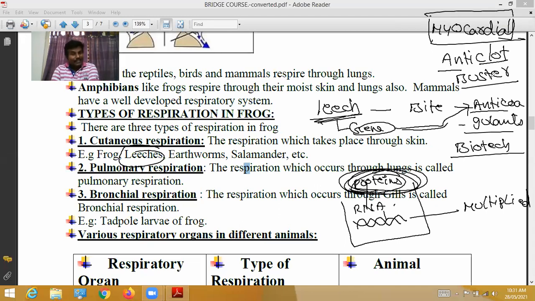About how these genes are multiplied and how this is genetically synthesized, you will get that information when I teach the biotechnology topic in PUC, or wherever you study biotechnology. That is about the leech.